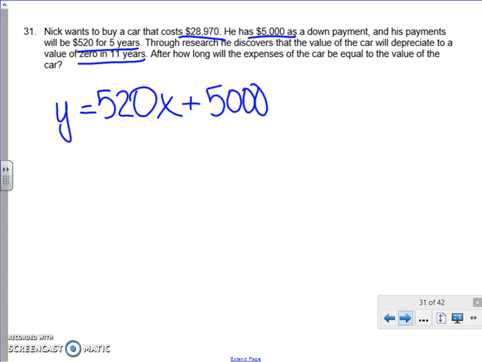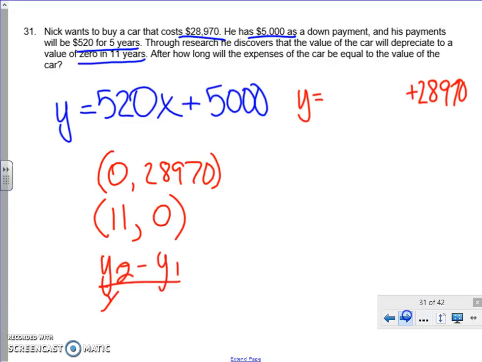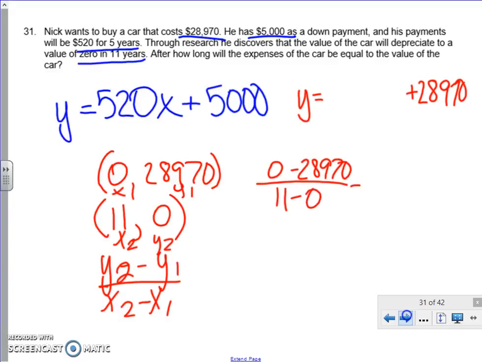Now we have the depreciation equation, and in this case we've got y equals, and if the car values at $28,970, that's our value here, and then we're going to add to that the slope. So the slope we have, when the car is 0 years old, it's going to be worth $28,970. And when the car is 11 years old, its value is going to be 0. So using our formula of y2 minus y1 over x2 minus x1, I've got x1, y1, x2, y2. So I end up here with 0 minus 28,970 all over 11 minus 0.